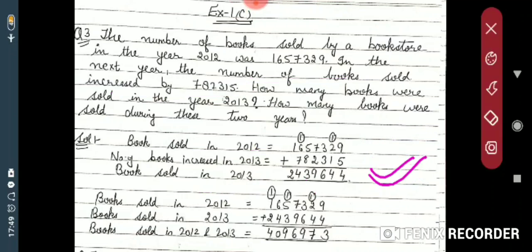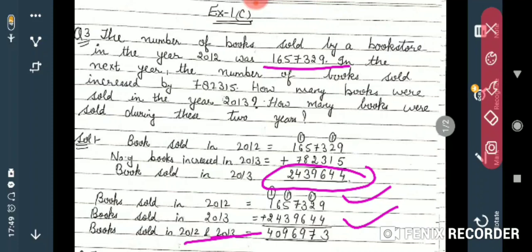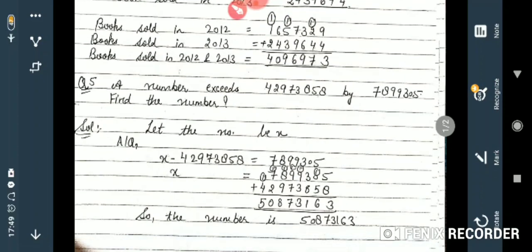So the next part is how many books were sold in the 2 years, that means 2012 and 2013. So in 2012 how many books were sold? 16,57,329. And in 2013 how many books were sold? 24,39,644. So in both the years how many books were sold? We will add it and we will get 40,96,973. Understood? Now next question.